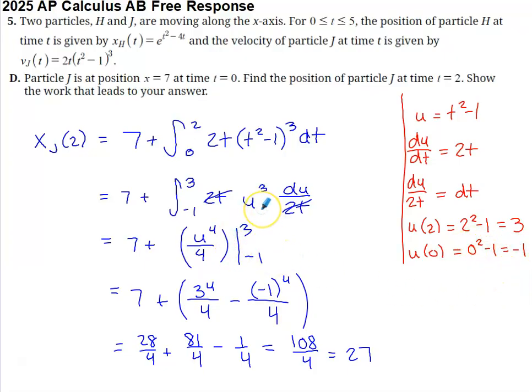I find the antiderivative of u cubed, which is u to the 4th over 4. I evaluate it at 3. I evaluate it at negative 1. I take a difference. This line right here would receive full credit.